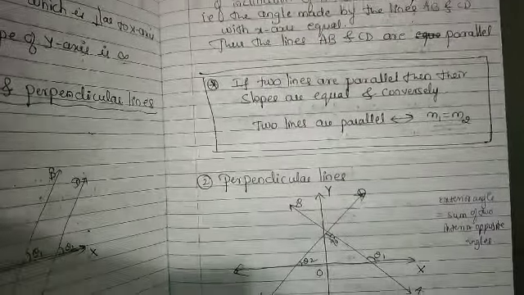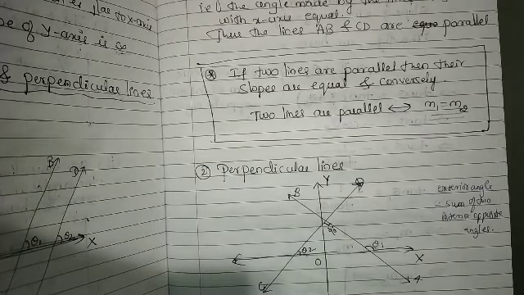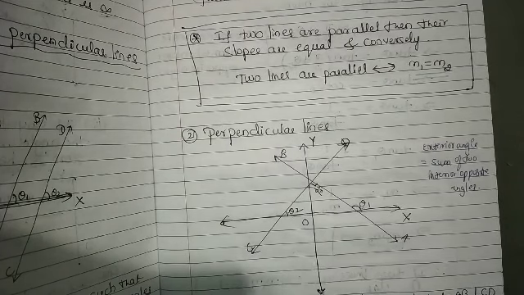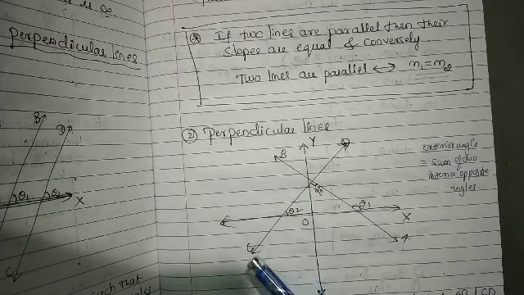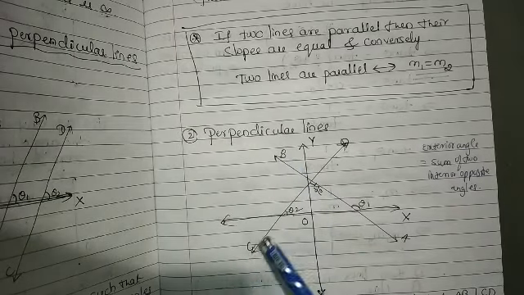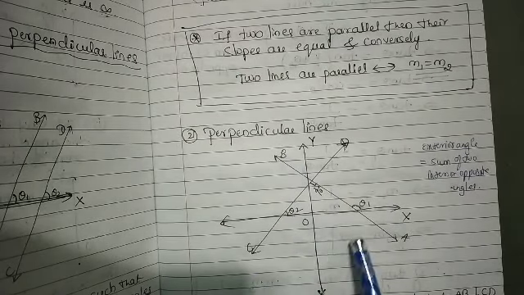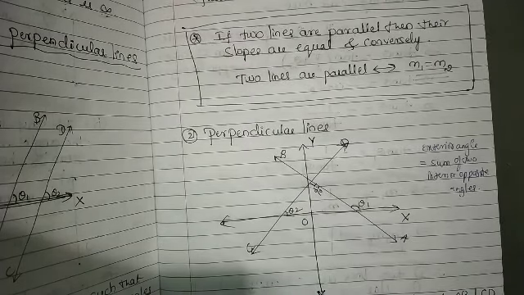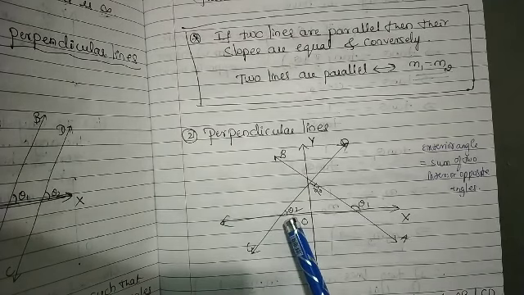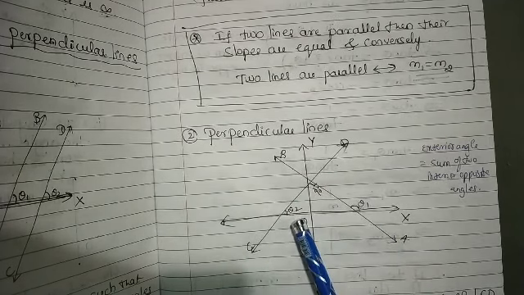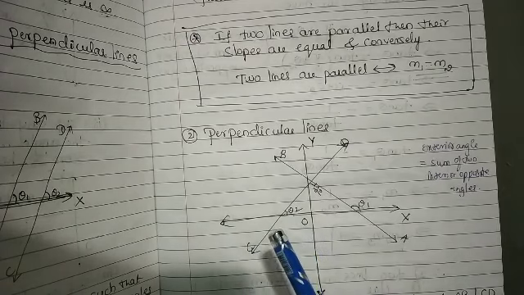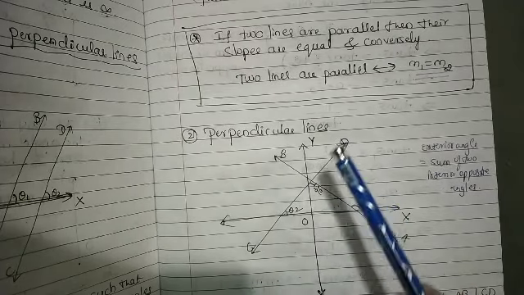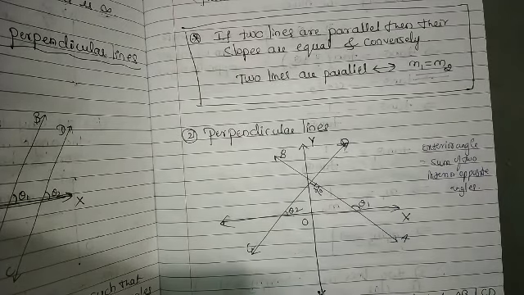Next is perpendicular lines. Let us consider two non-vertical lines, let AB and CD be two lines such that AB is perpendicular to CD. Let theta 1 be the angle made by the line AB with the positive direction of x-axis and theta 2 be the angle made by the line CD with the positive direction of x-axis. Since AB is perpendicular to CD, the angle formed is 90 degrees.